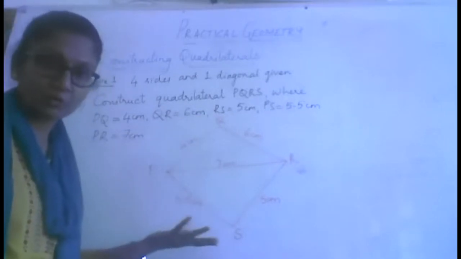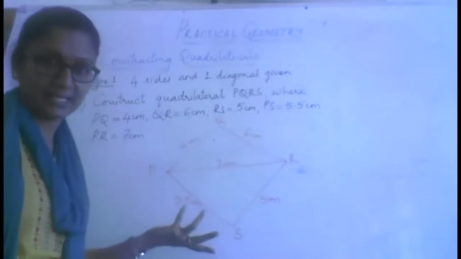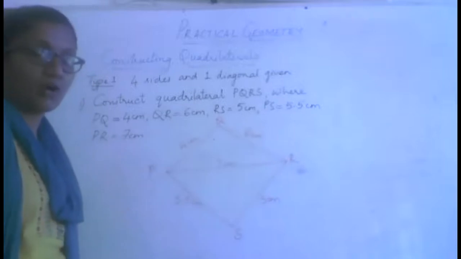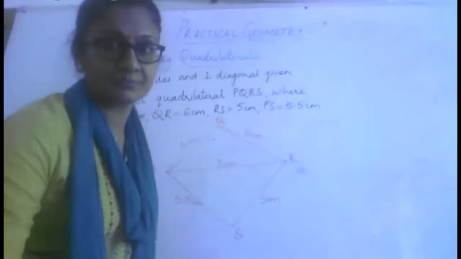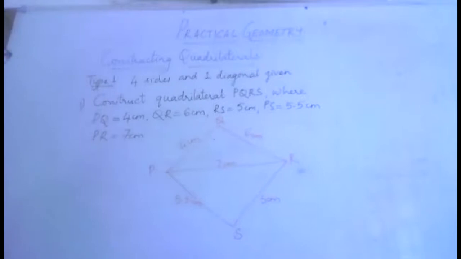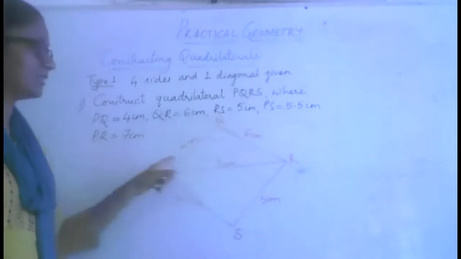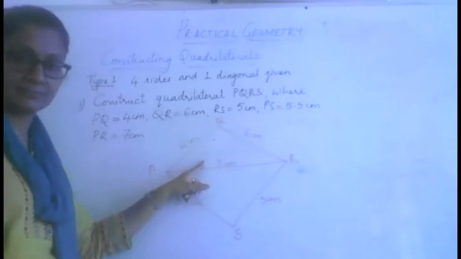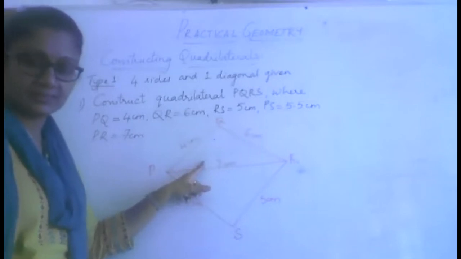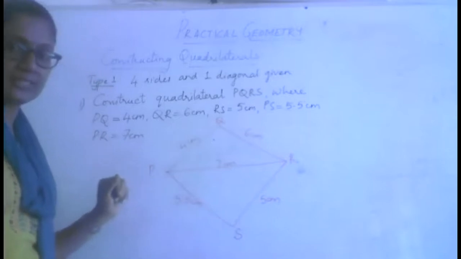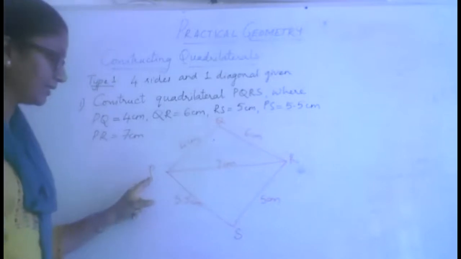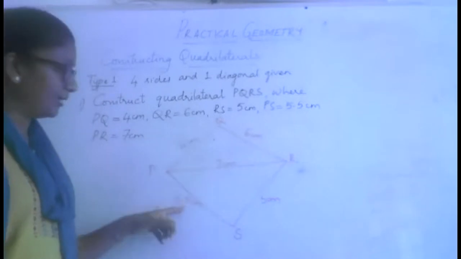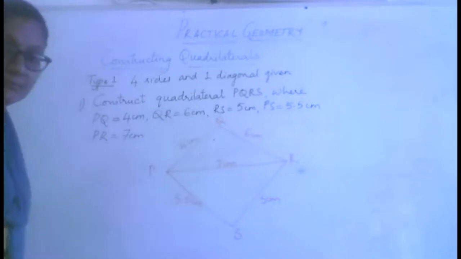And already I know how to construct triangles. Last year I have done that. Now look at the triangle PQR. Do you have all the three sides for that triangle? Yes, ma'am. All the three sides are known. 4, 6 and 7. Can you construct this triangle? Yes, ma'am. Three sides are given. We know how to construct the triangle. Similarly, now look at the triangle PSR, which is below PR. Do you have all the three sides for that triangle?